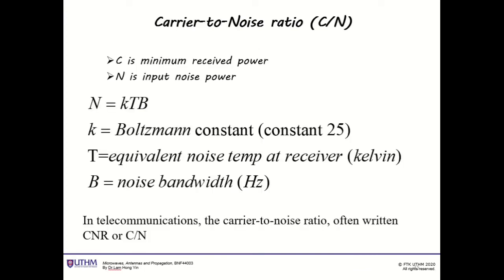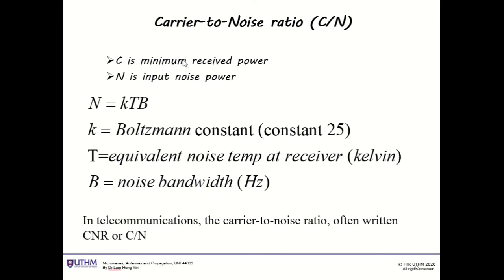So this is also the basic thing that you need to know, which is the C over N, or carrier to noise ratio. C is the minimum received power, while N is the input noise power. That's why it is important to get the carrier to noise ratio, because if the received power is below the noise power, we cannot get any signal, we cannot retrieve any data from it. That's why we need to have a minimum receive power which is higher than the noise power.